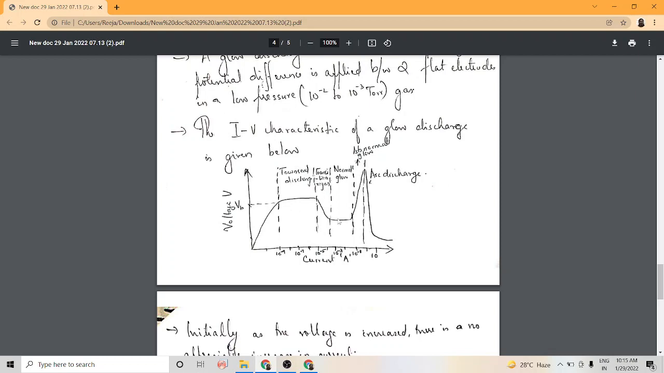As the current is increased further, again we reach a constant voltage region called the normal glow. If the current is increased beyond this, then the voltage also rises with increase in current, and this region is called the abnormal glow region. It is in this region that the sputtering activity is performed. After that, when the current is increased, the voltage drops abruptly and we get the arc discharge. So this glow discharge begins in the normal glow region and ends in the abnormal glow region. This is how the IV characteristics look for a glow discharge.